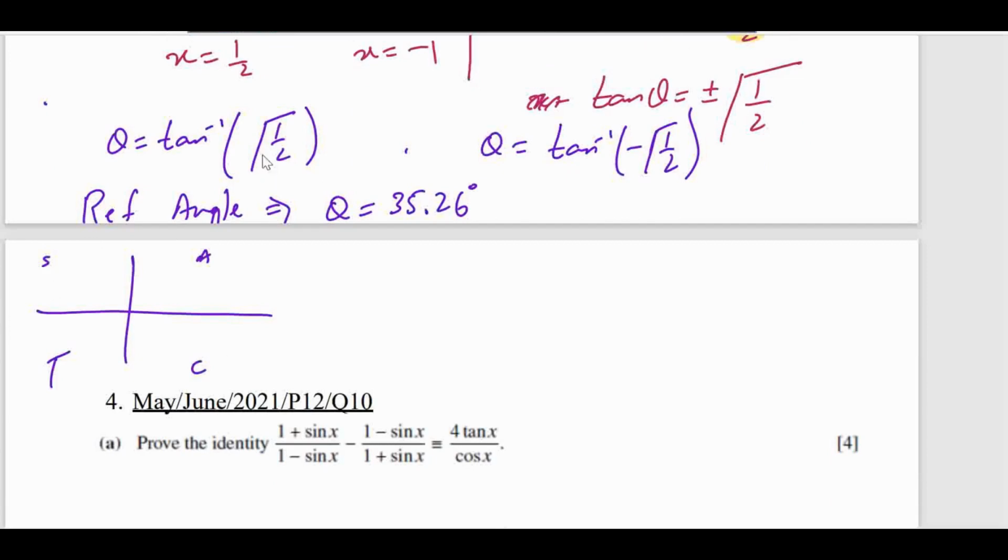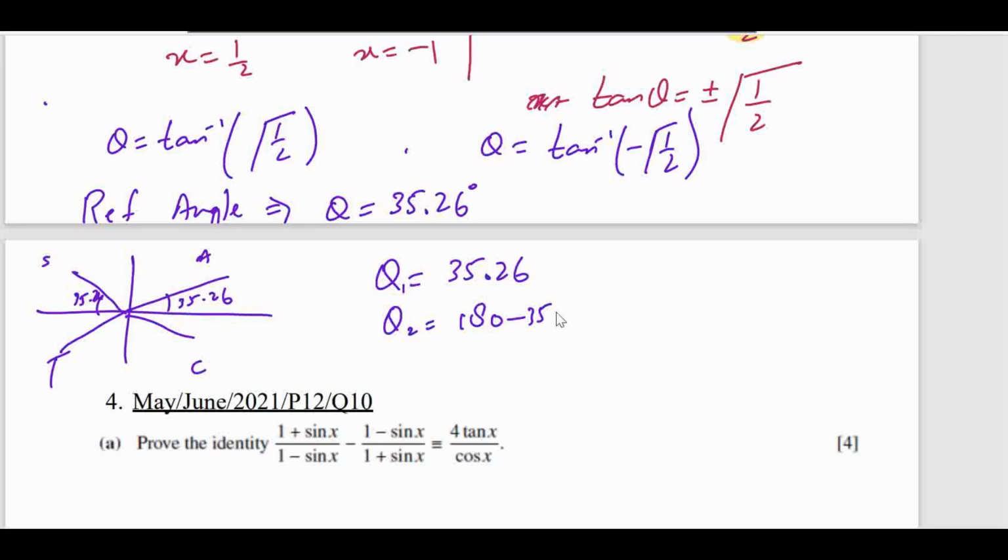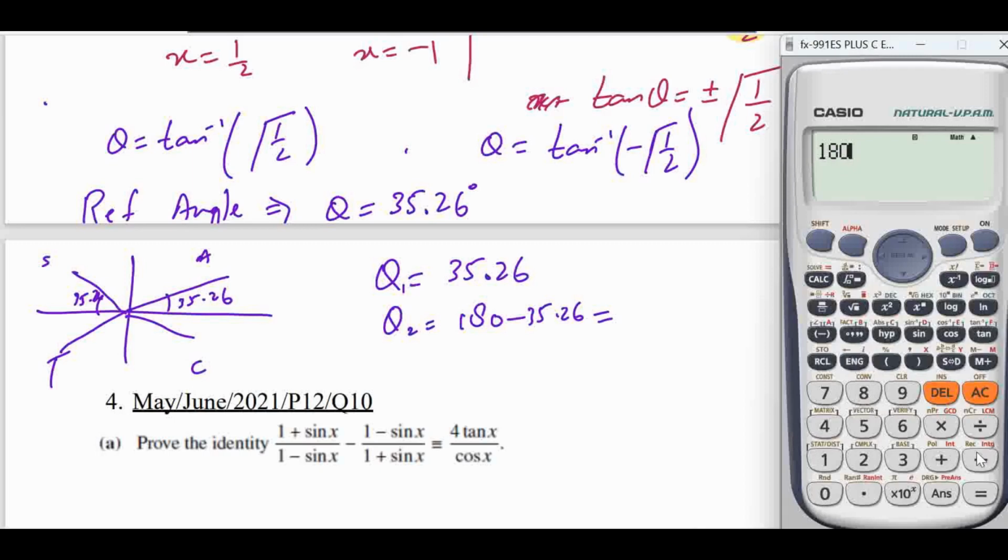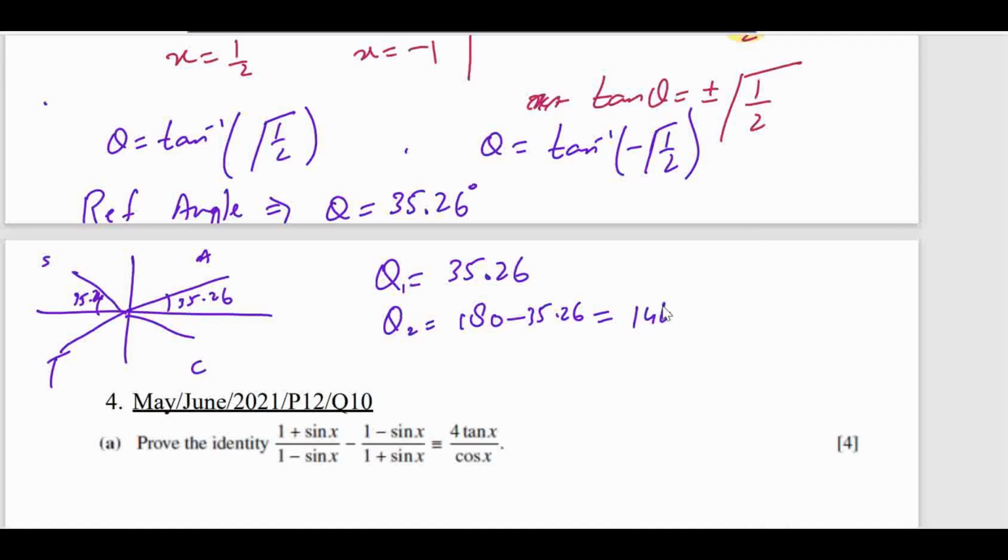As we can see, tan is positive and negative, so it will be in all the quadrants. So theta will be equal to, the first one is 35.26. The second one, theta 2, will be equal to 180 minus 35.26, so 180 minus the answer. This will be 144.74.